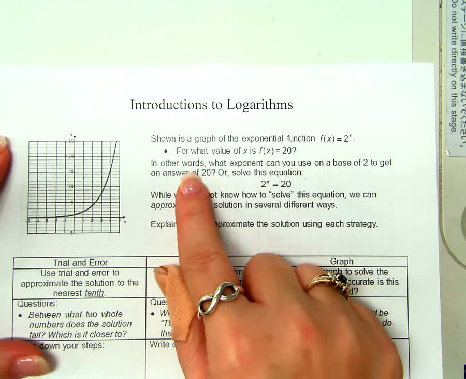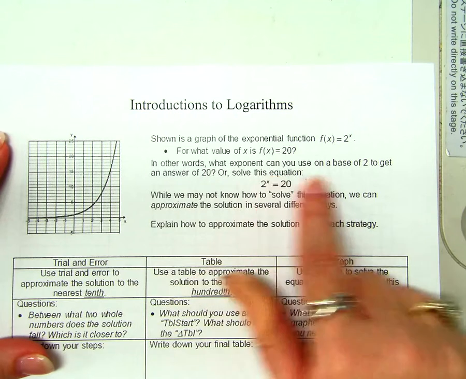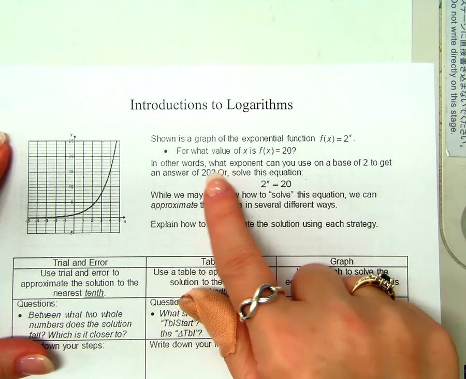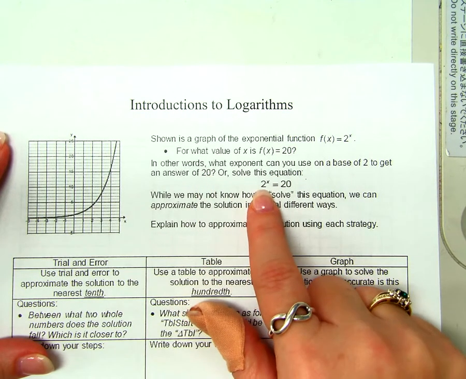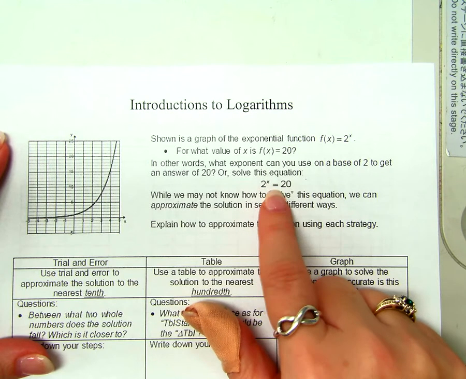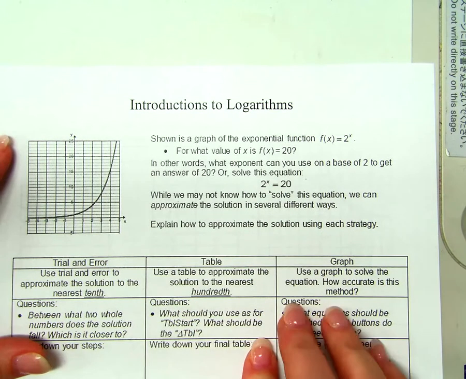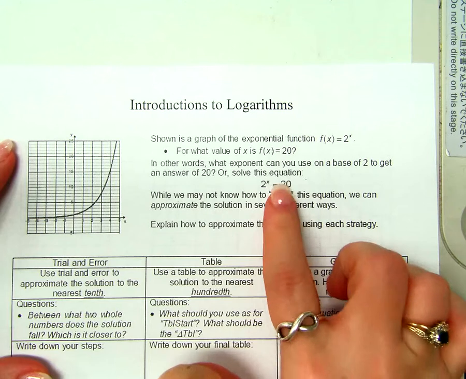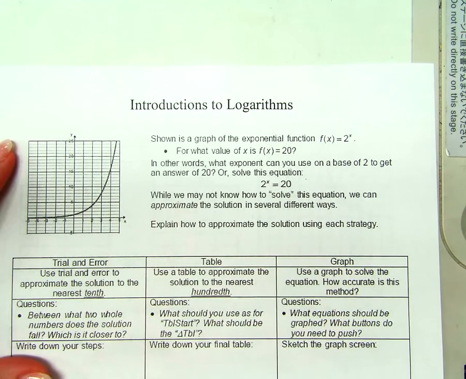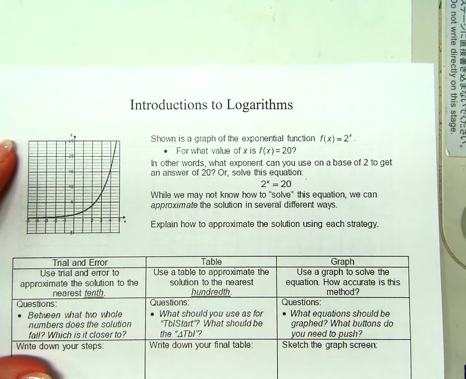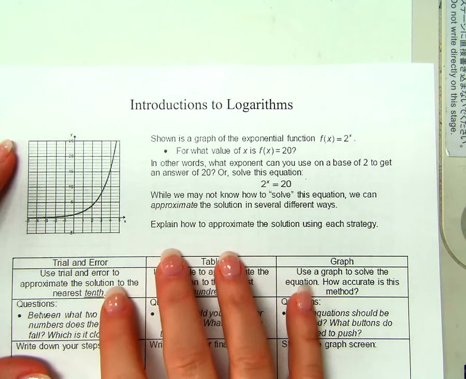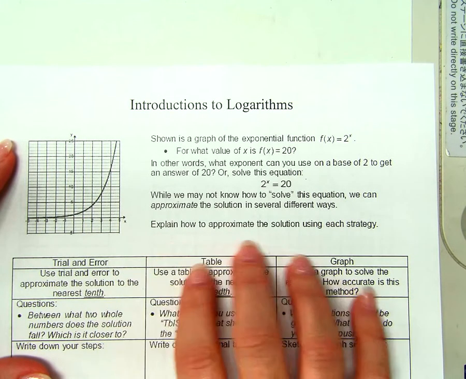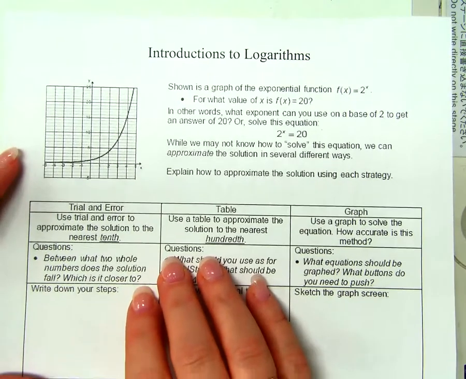Okay? In other words, what exponent can you use on a base of 2 to get the answer to 20? Or, at the very basicness, solve this equation. 2 to the x power equals 20. Okay? While we may not know how to solve this equation yet, we can approximate the solution in several different ways. So I want to pull on what you know to get us where we need to be. Fair enough? So let's figure out how we can approximate the solution. We're going to do 3 different ways.